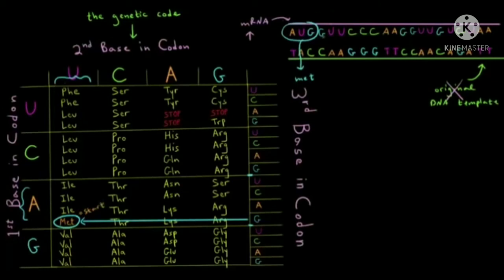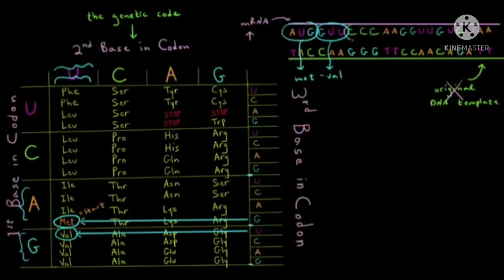Let's look at our second codon, GUU. So we start with the left-hand side. We look for G. That's right over here. Then we look at the top of the chart and we look for U. So that is right over here. And then we look at the right-hand side and look for U in this particular area between those two lines. And that gives us the amino acid valine. So GUU codes for valine.